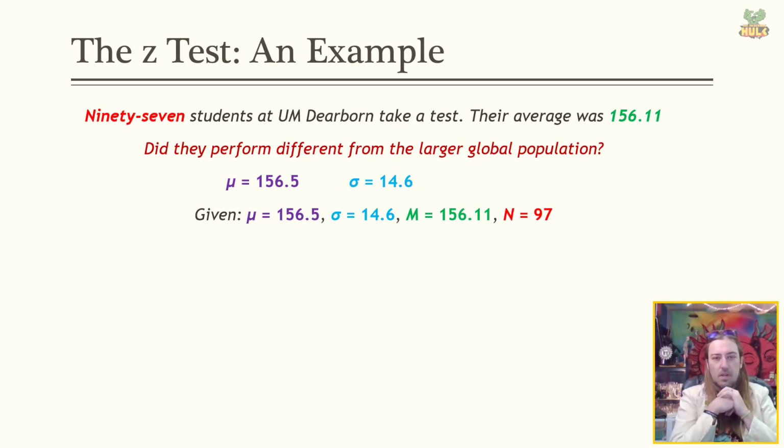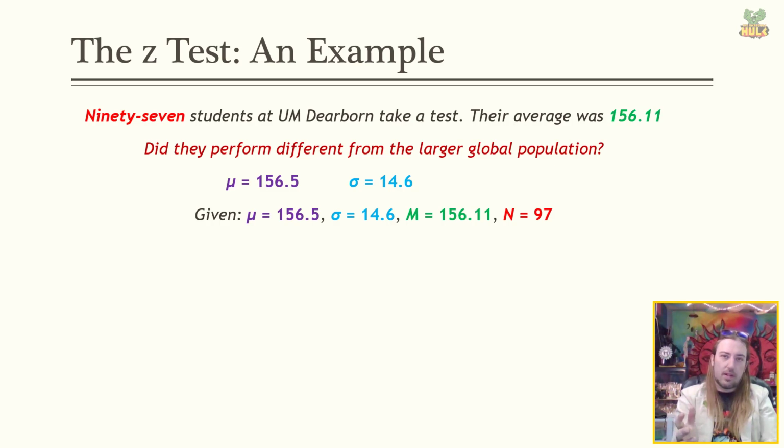Our sample of 97 Dearborn students performed an average of 156.11. These are highly similar, that 156.5 and then 156.11. We're simply asking, are they different? Are they different enough that we would say there's a statistically significant difference, and that that difference is unlikely to have occurred in 5% or less of the cases if chance alone were operating?